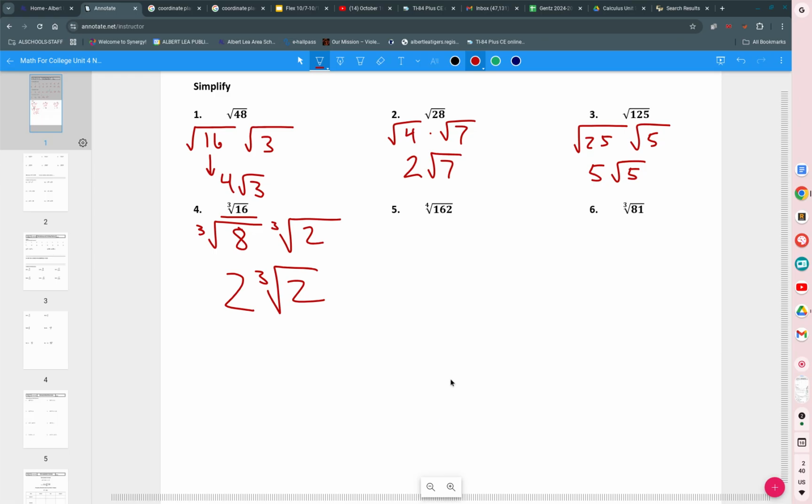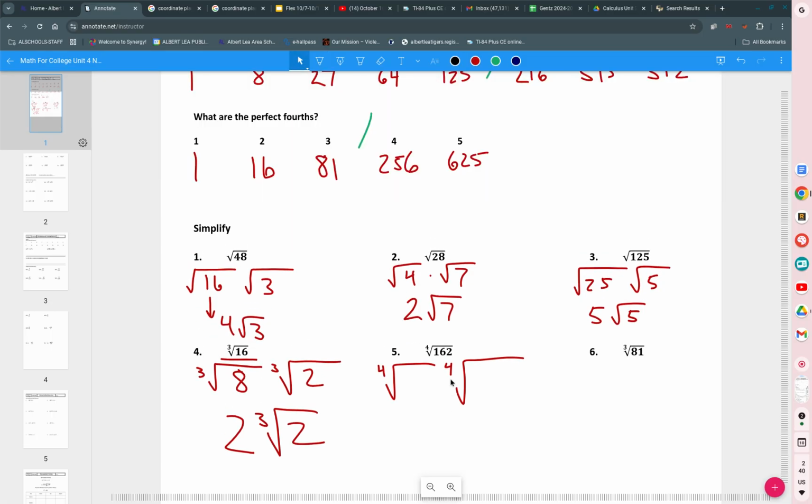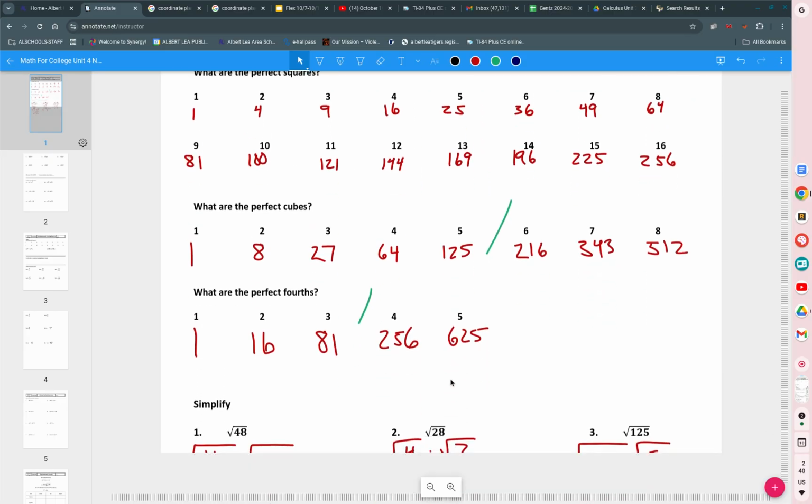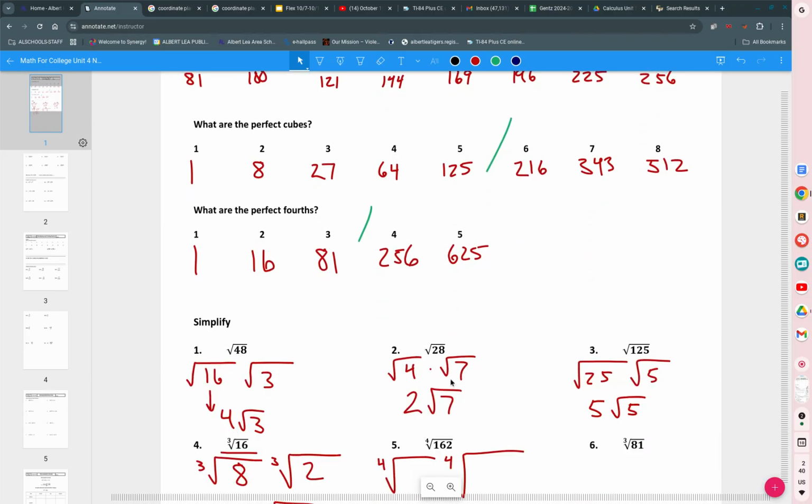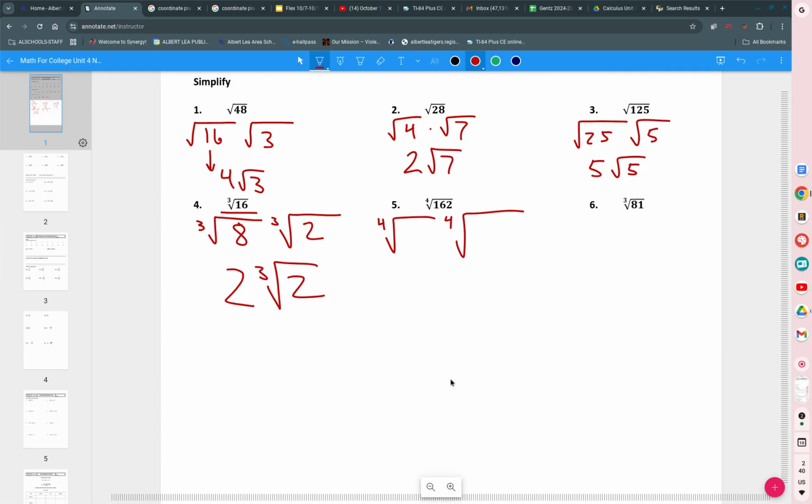Look at the next one. It's a fourth root. So I'm going to find a perfect fourth and another number that multiplies to 162. So I look down this list. Perfect fourth. Is there a number that divides evenly into 162? 81 goes in how many times? So, yep. So I put 81 and I put 2. What is the fourth root of 81? 3. So I have 3 fourth roots of 2.